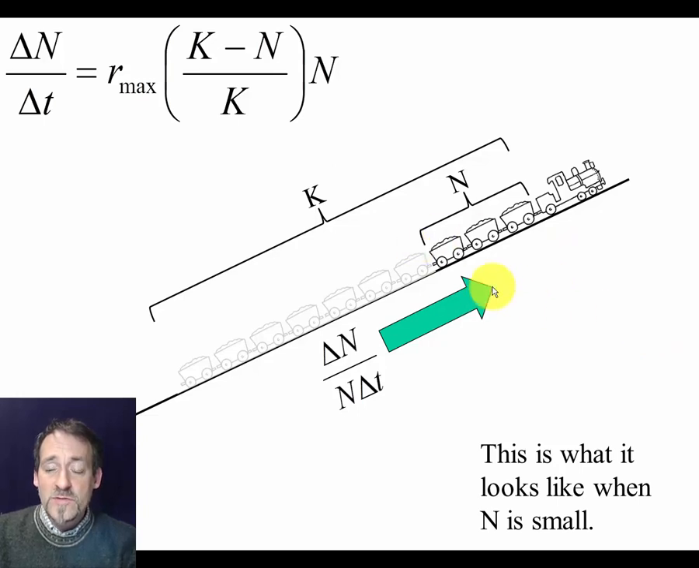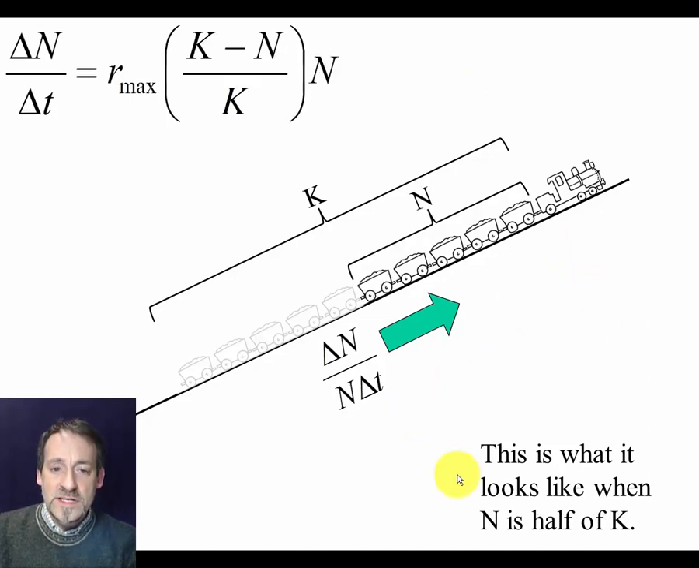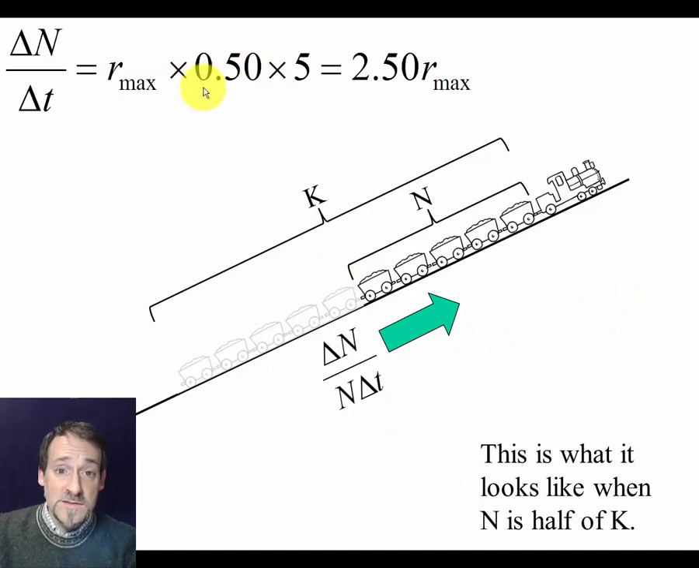If you add a couple more train cars, the train goes slower, but at the same time it's dragging more freight. Even though it's running at only 70% of its maximum speed, because you're delivering 3 train cars at a time, the rate at which it delivers freight goes up to 2.1 times R max. When N is half of K, you've got 5 train cars. Now it's only running at half speed, but it's delivering a lot of freight, so you're up to 2.5 times R max.